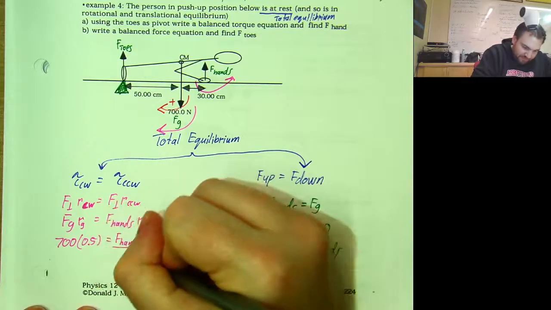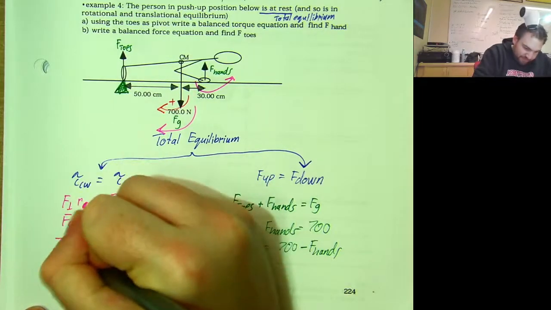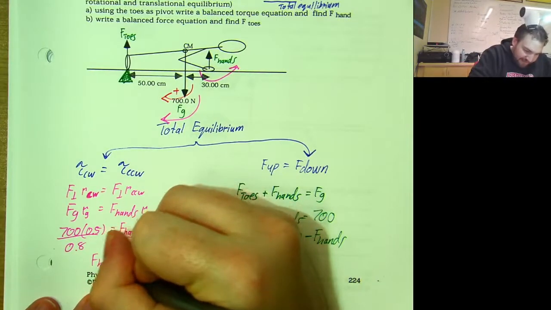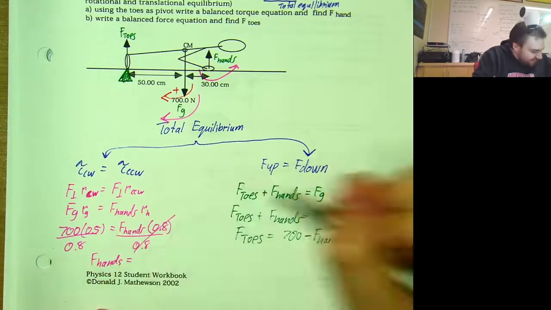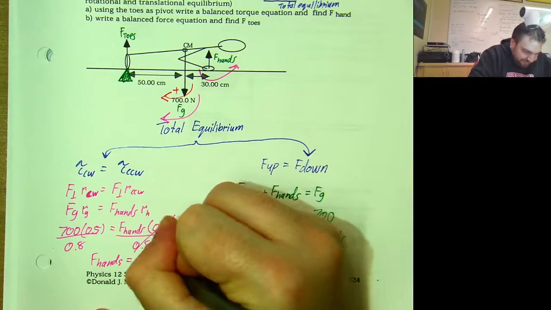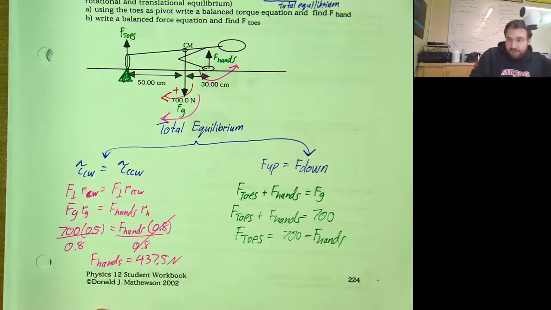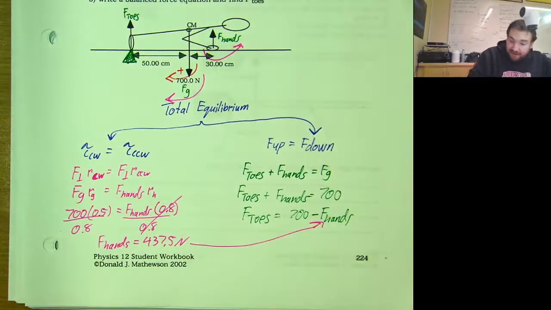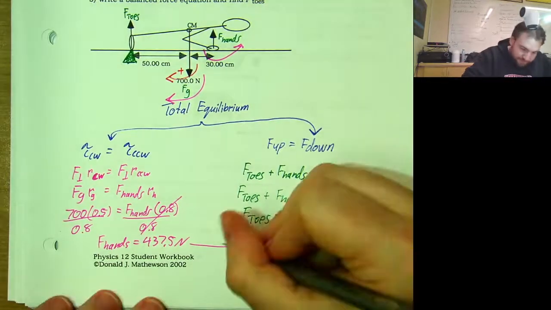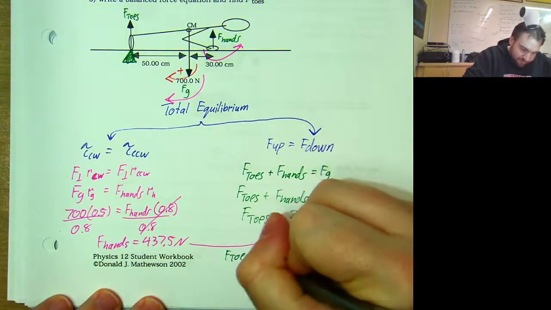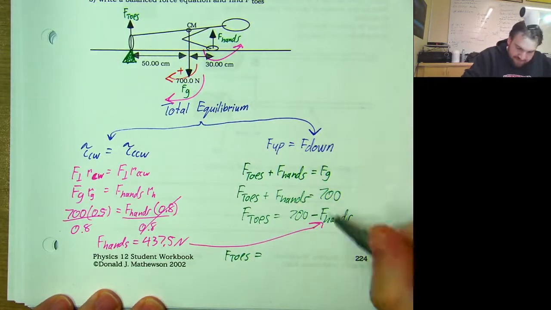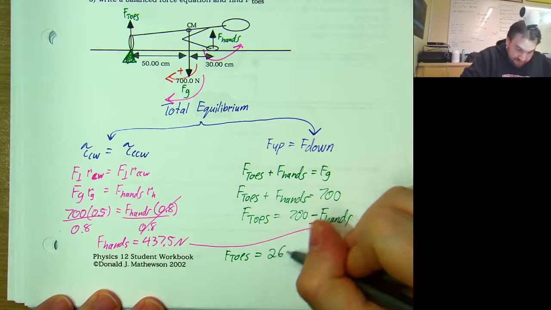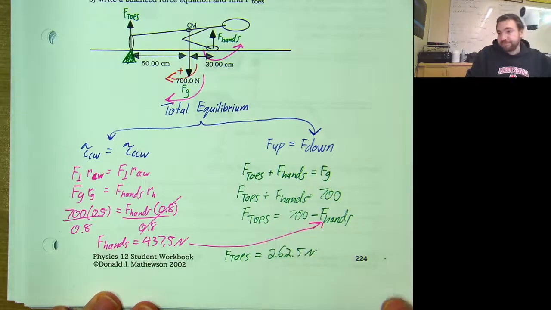I'm going to divide both sides by 0.8. It's going to cancel there. So I'm going to find that F hands is going to equal 437.5 newtons. I can plug that in here and find that the force on my toes is going to equal 700 minus 437.5. That's 262.5 newtons.